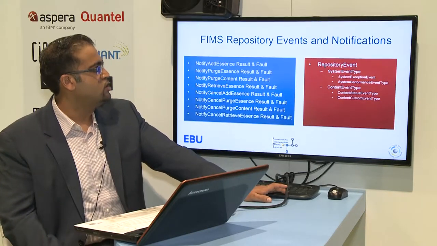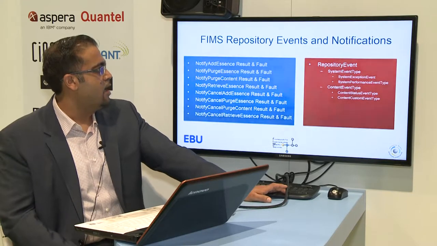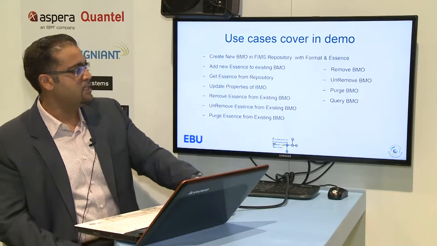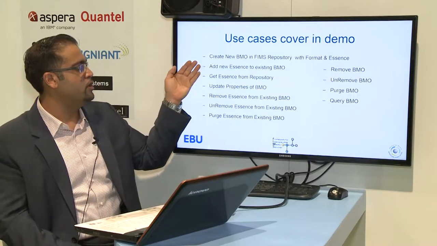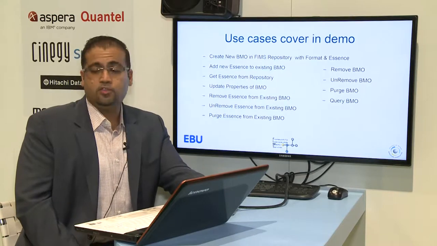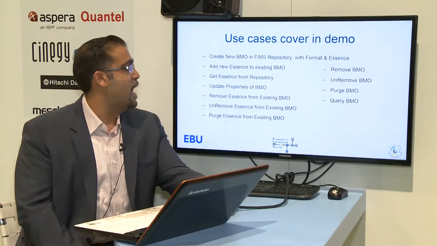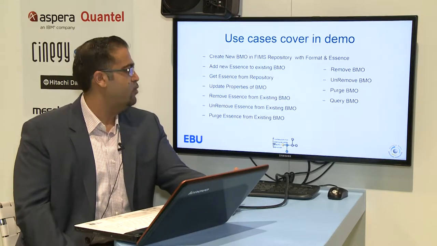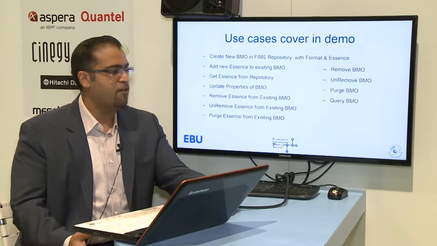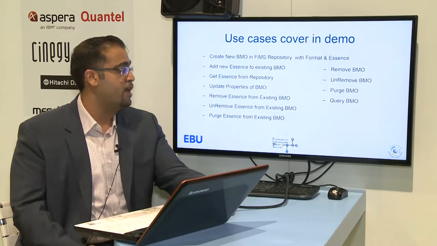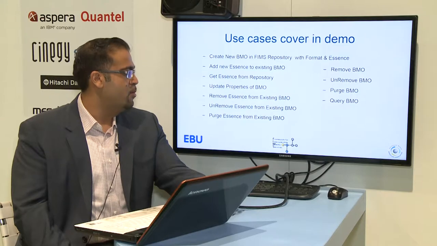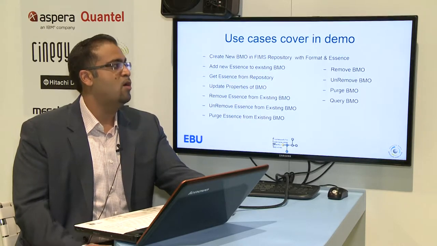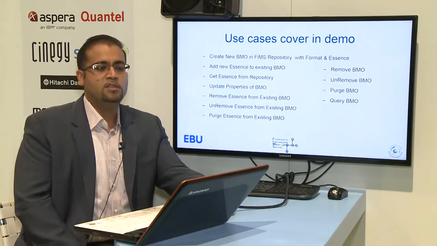Then you have the FIMS repository event and notifications, which we said that we will not really be covering as part of this exercise. And the use cases that will be covered are creating a new BMO in the FIMS repository with a format and essence, adding a new essence to an existing BMO, getting the essence from the repository, which is your retrieve essence, the updating of properties within the BMO, the removing of the essence from the existing BMO, unremoving the essence, purging the essence, removing the BMO, unremoving the BMO, purge BMO, and query BMO.